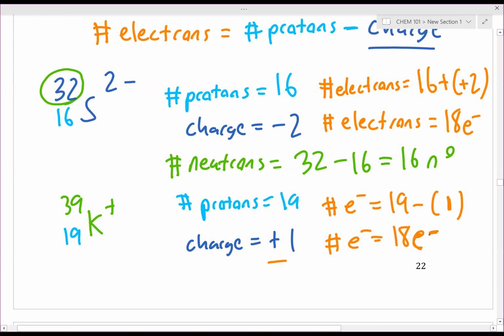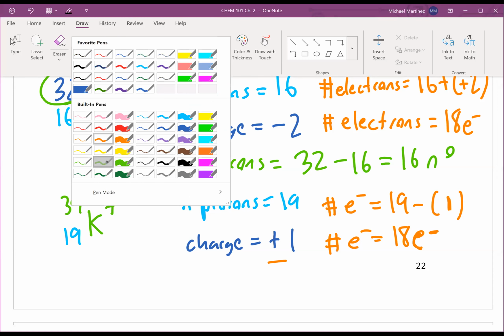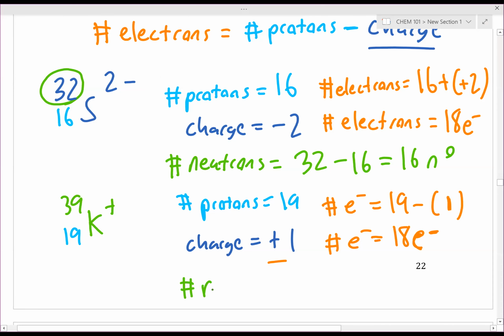Does that make sense to everyone? Okay. Finally, to finish off this problem, and as our last example for this session, our number of neutrons is equal to the mass number minus the number of protons, or 39 minus 19, which gives us a total of 20 neutrons.